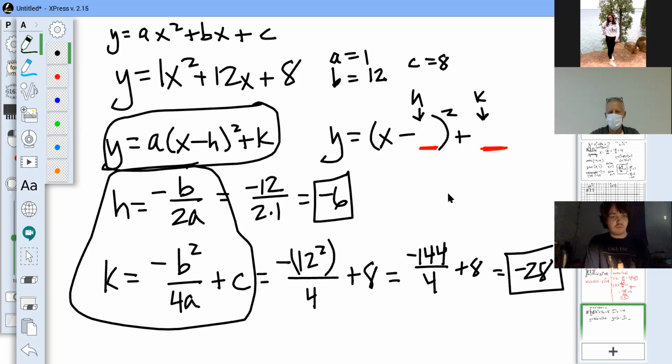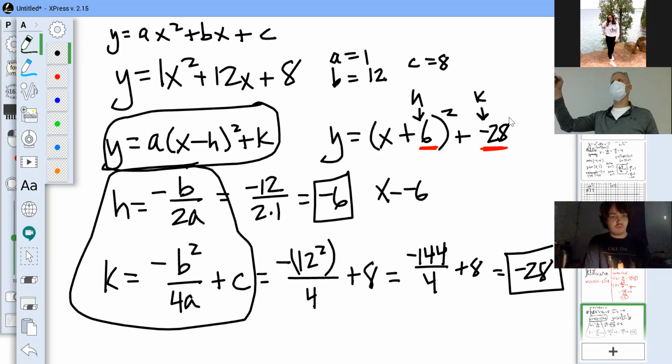Okay, good. Now, since it's -6, x minus -6 makes this +6, and then the -28 is just a -28. That's it, and we're done. I'm going to assume that the ALEKS is not going to give you a B value that turns out to be odd and forces you to get a fraction, because I don't think that's what you're going to see. I think you're going to see something not too terrible, not too painful.